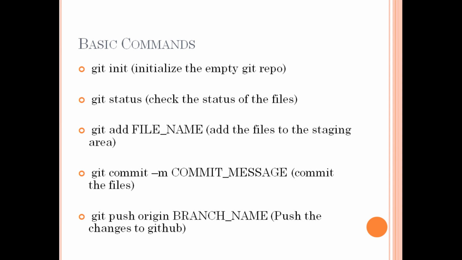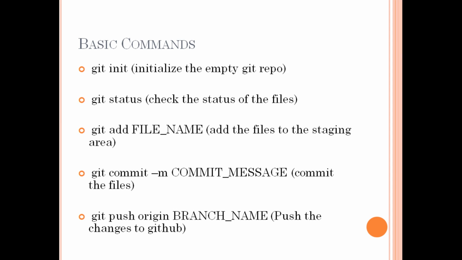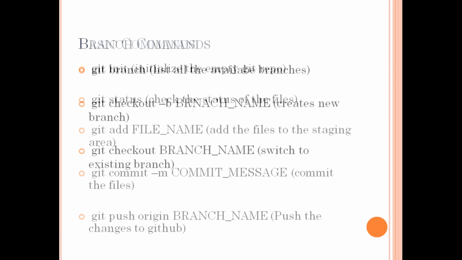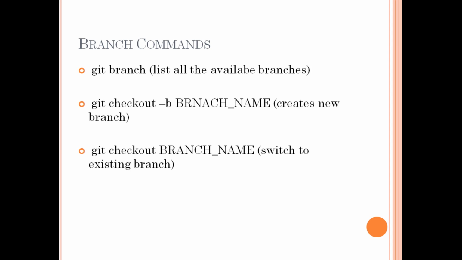Next command is git push. This command sends local commits to the remote repository. Git push requires two parameters: the remote repository and the branch that the push is for. Next command is git branch. This command determines what branch the local repository is on, adds a new branch, or deletes a branch.